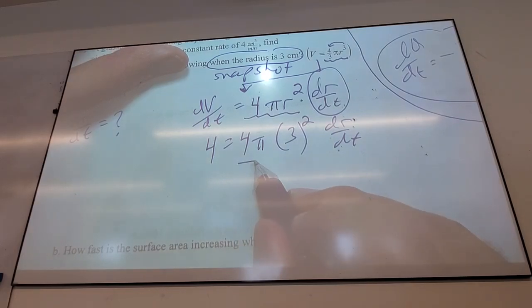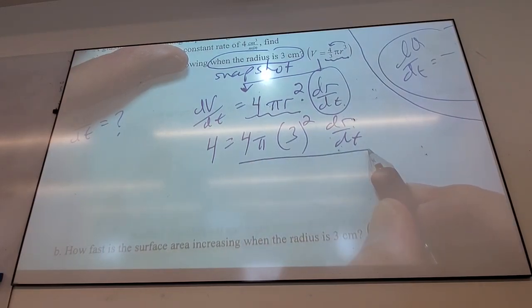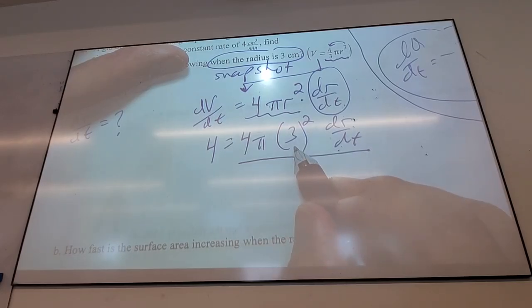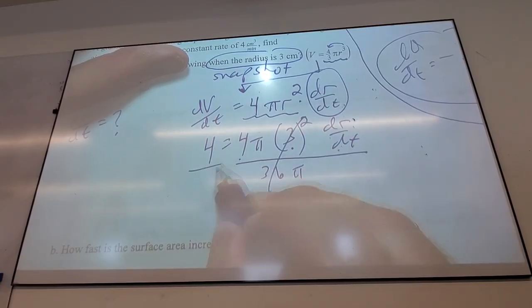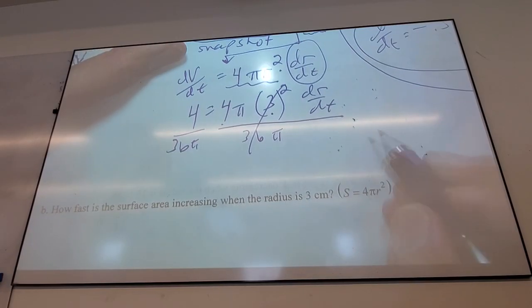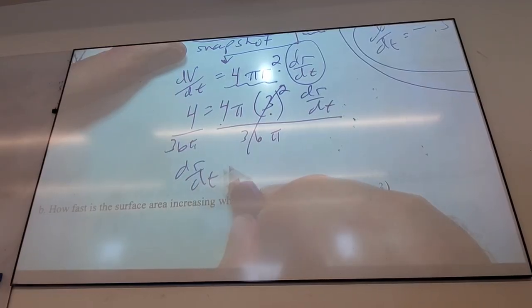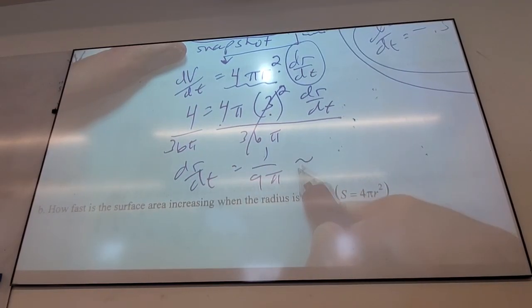So I divide by what? 4 pi. Oh, dr. 4 pi. Yeah. 3 squared is 9. 9 times 4 is 36. I divide by 36 pi on both sides. So dr/dt equals 1 over 9 pi, and then you can give me an approximation.